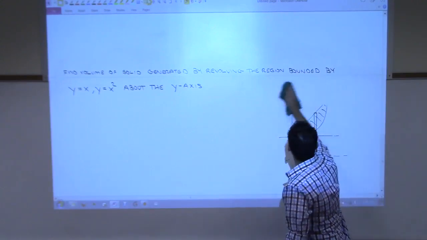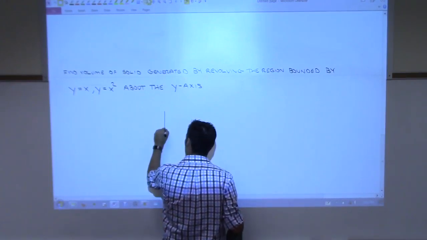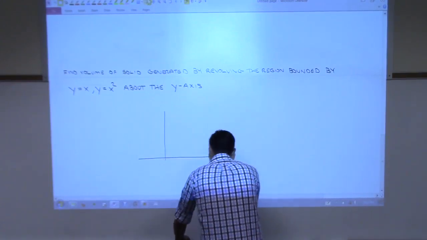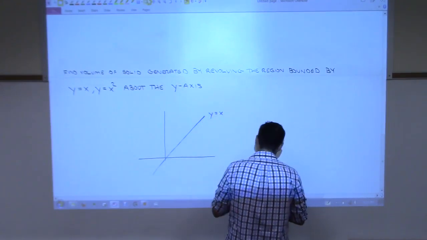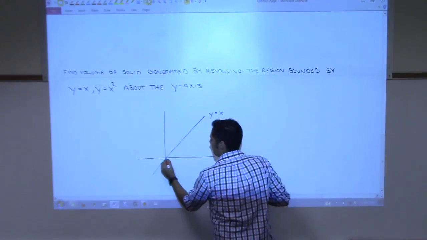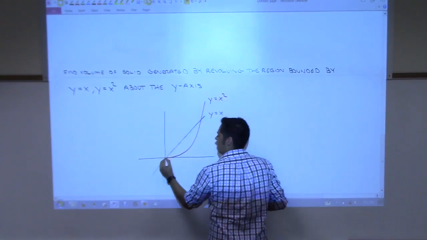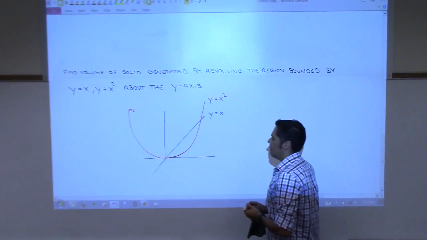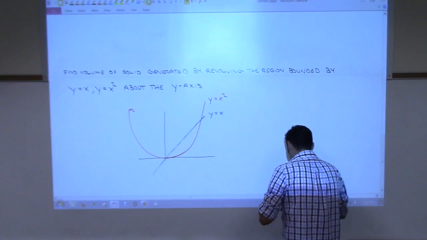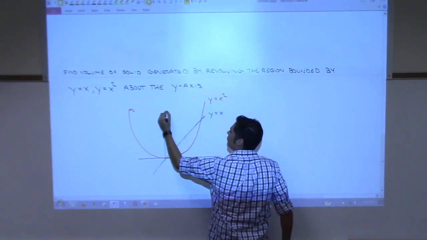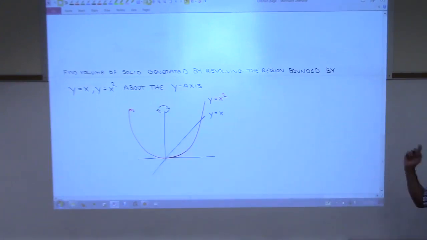All right, so let's go ahead and draw our region again. I'm getting kind of tired of drawing it, but give myself a little room here. So here's my region. I've got y equals x. I've got the parabola y equals x squared, like this. And I want to take that region and I want to rotate that around the y-axis. And find the volume.